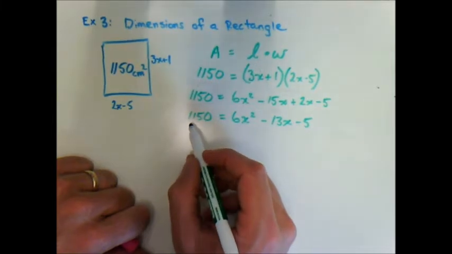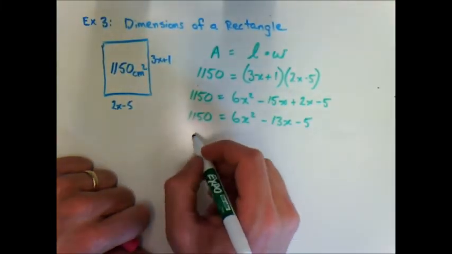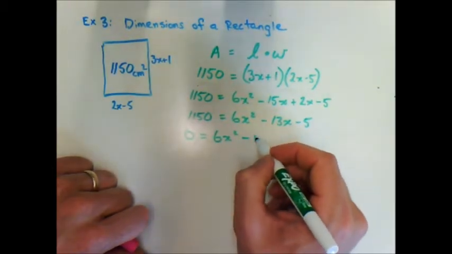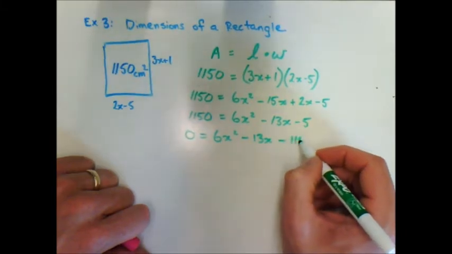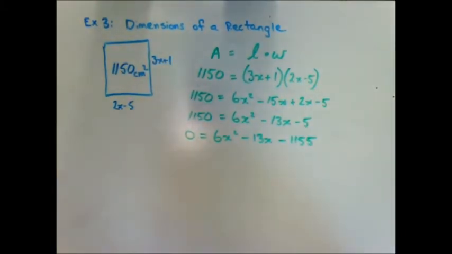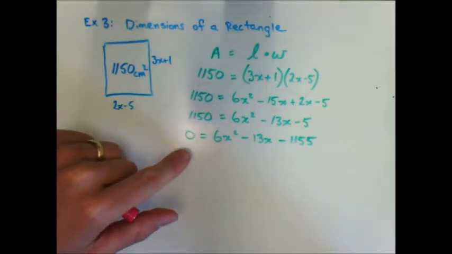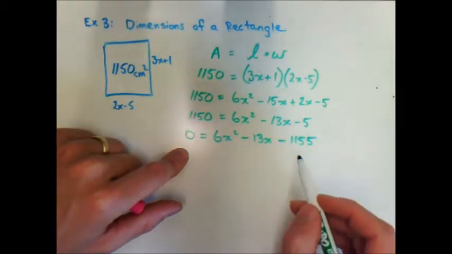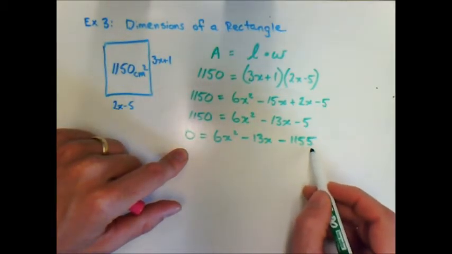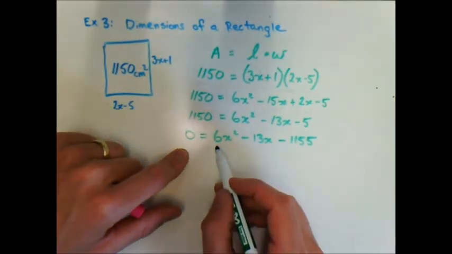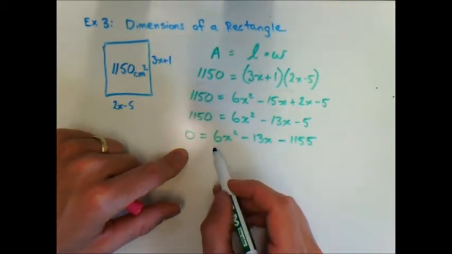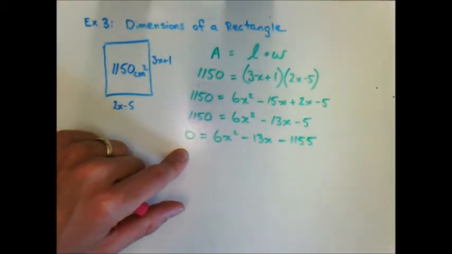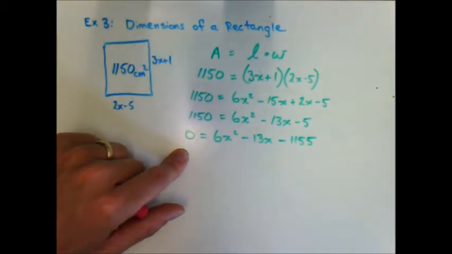And then here we can subtract 1150 from both sides in order to get 0 on the left side. So you've got 6x squared minus 13x minus 1155. And now we're ready to factor and solve. I cannot pull out a common factor. This term is only divisible by 5 and 10, and multiples of 5 and 10. This term is only divisible by 1, 2, 3, and 6. So there is no common numerical factor. There is no common variable factor. So we need to use factoring by grouping in order to do this.